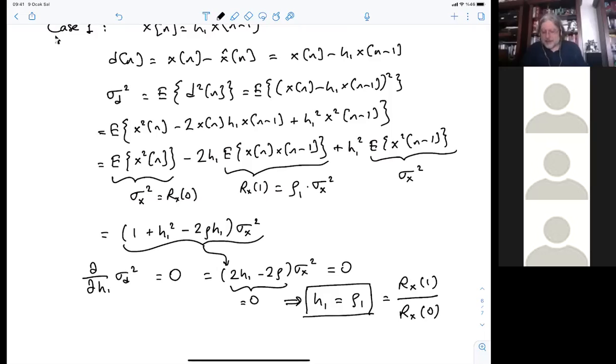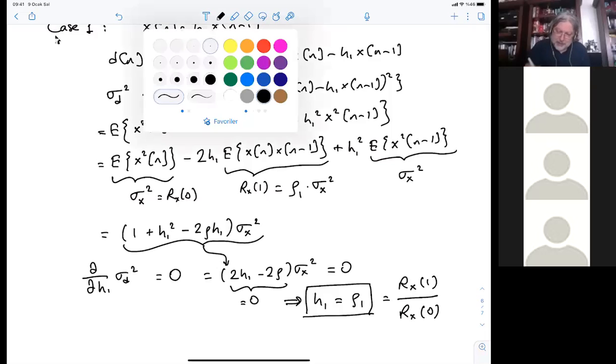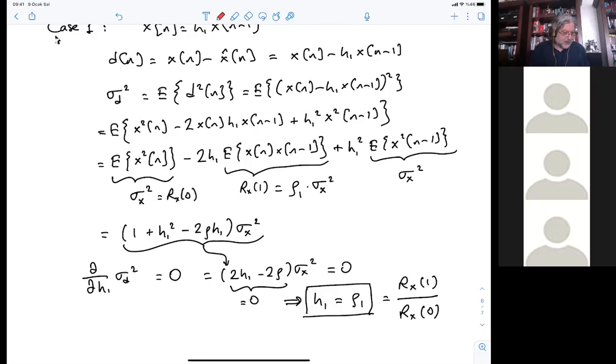That is the coefficient which scales x1. By the way, it has a name. I didn't mention the name, but there's a name to this. That is the correlation coefficient. This rho is known as the correlation coefficient, and rho 1 is the first correlation coefficient.